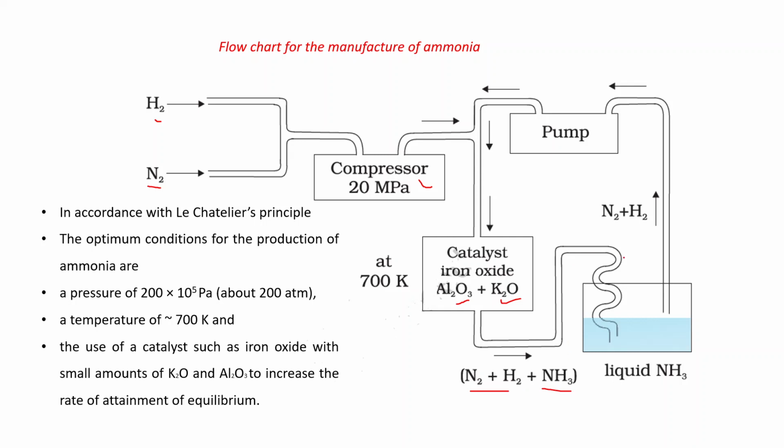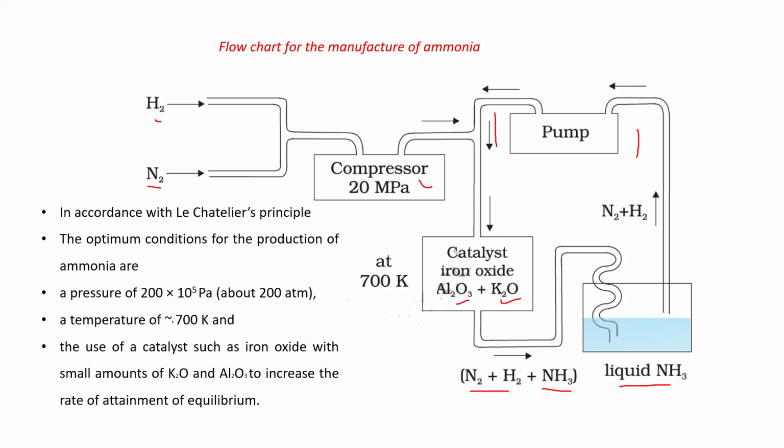This NH3 is condensed and we will get the liquid ammonia, and the remaining N2 and H2 will again be pumped into the reaction mixture. Clear? Now again, if you see the reaction of manufacturing of ammonia from nitrogen and hydrogen, this is a reversible reaction and this is an exothermic process.